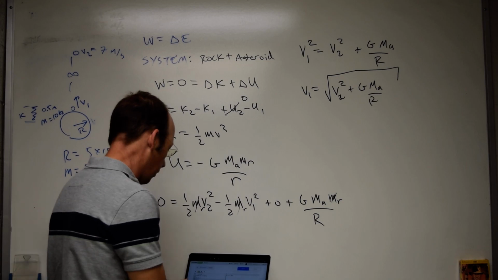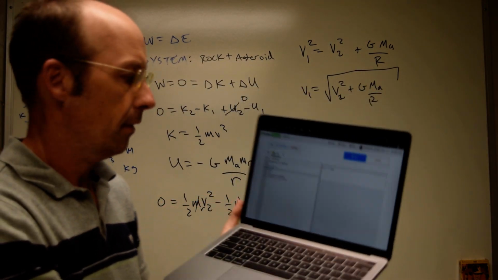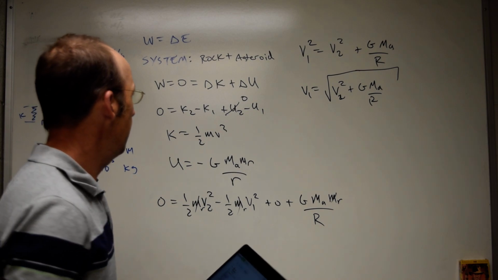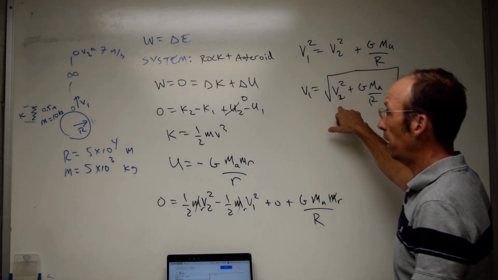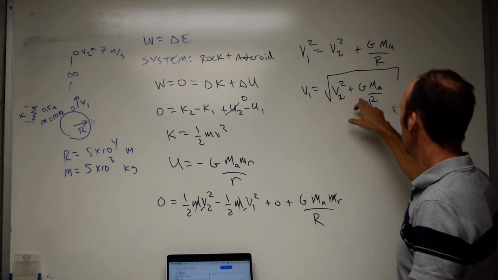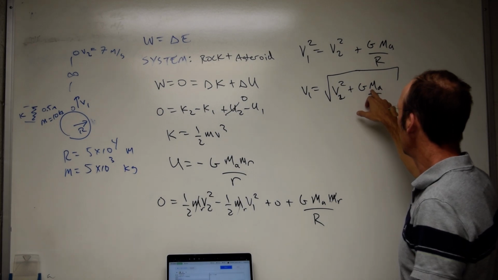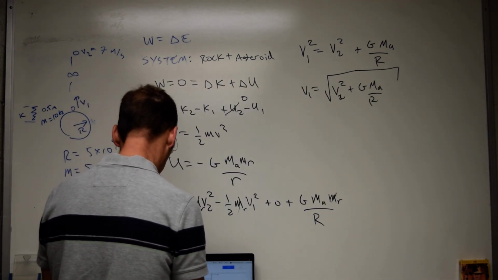Here, what's wrong with this code? Something's wrong. Oh, you can't see. Okay. I'm not sure what's going on. Let me do the second part. This is good. V2 squared, G 6.67, mass of the asteroid, R is 5 times 10 to the 4th.